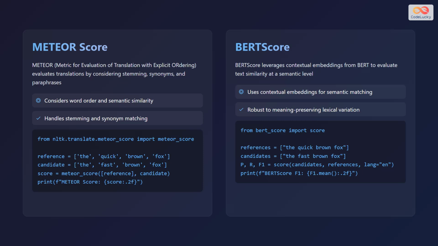Here is an example of calculating BERTScore. From bert_score, import score. Set references to the quick brown fox. Set candidates to the fast brown fox. Calculate F1 by calling the score function with candidates, references, and language set to English. Finally, print the BERTScore F1, formatted to 2 decimal places.